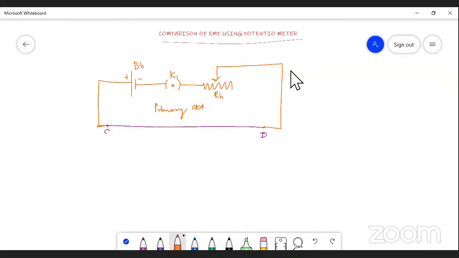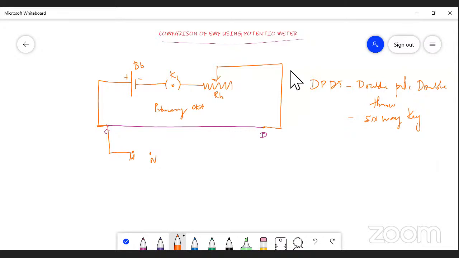Now, the end C is connected to the terminal M of the DPDT switch. What is the DPDT switch called? DPDT here refers to double pole, double throw. Or in other words, we can call it a six-way key. What is the need for using a DPDT switch? Let me explain it, maybe after completing the circuit.